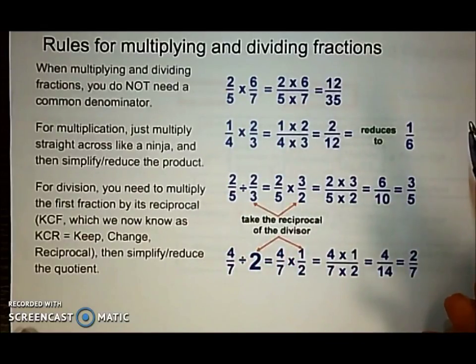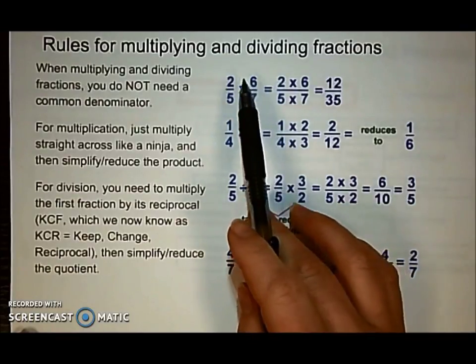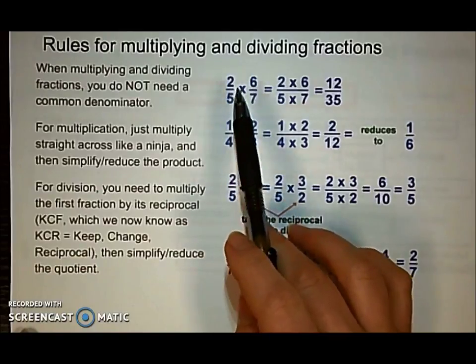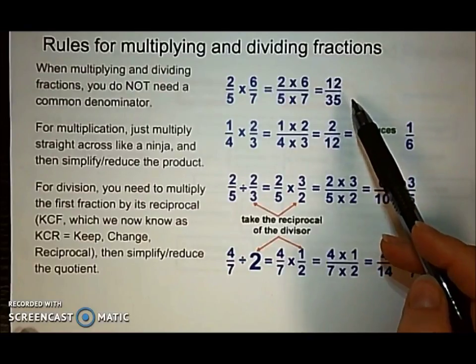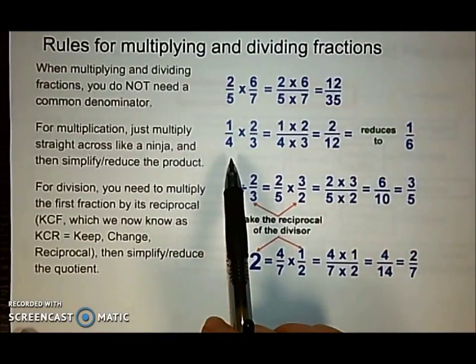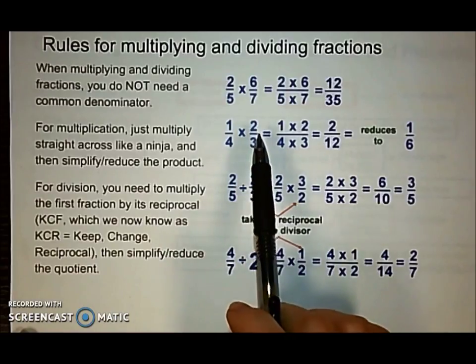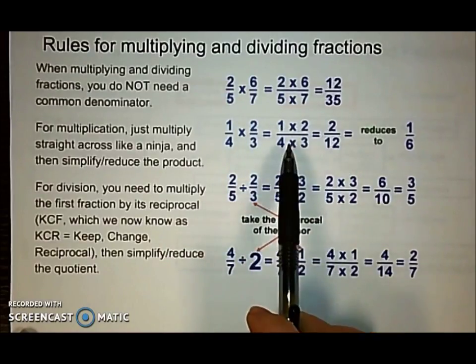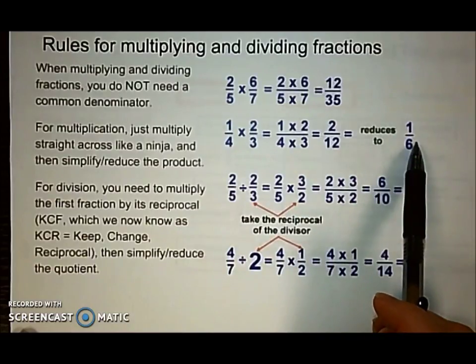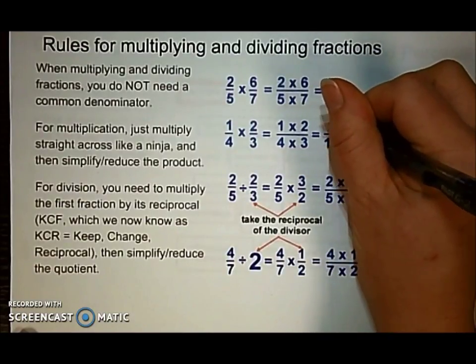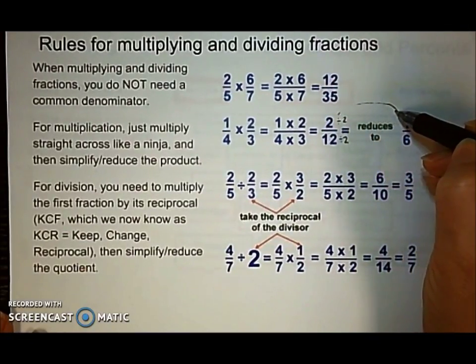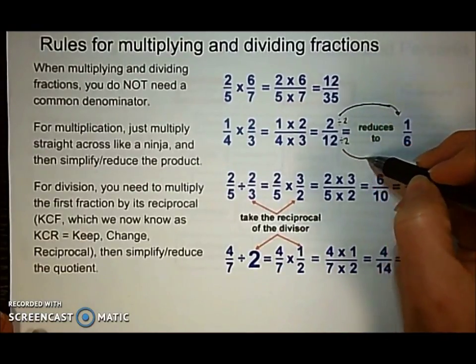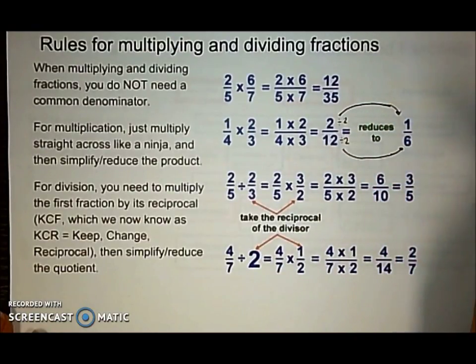Now the last thing I always want to ask myself at the end of a problem is, can I reduce that? A lot of times, if we're doing multiplication, we can always cross-reduce before we multiply. In this case, there's nothing that 12 and 35 have in common, so I cannot reduce that. But in our second example, 1/4 times 2/3, I could multiply the 1 times 2 and get 2, and the 4 times 3 and get 12, which reduces to 1/6. I do that by dividing both the top and the bottom by 2. As long as I can divide the top and the bottom by the same amount, I once again end up with an equivalent fraction.